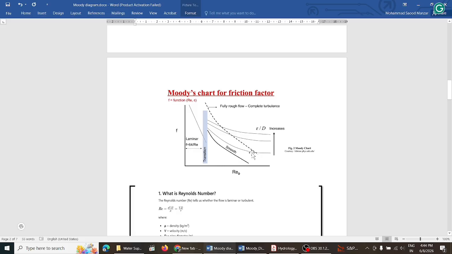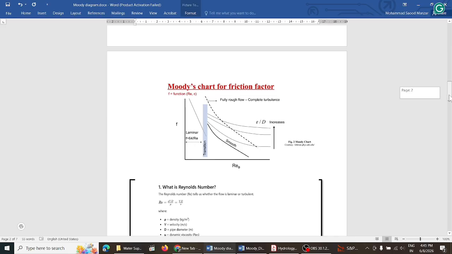Now here you can see this is the friction factor, this is the laminar region, this is the transition, this is the smooth pipe, and you can see epsilon upon d is increasing with friction factor, and this is the fully rough flow, which you can call complete turbulence.